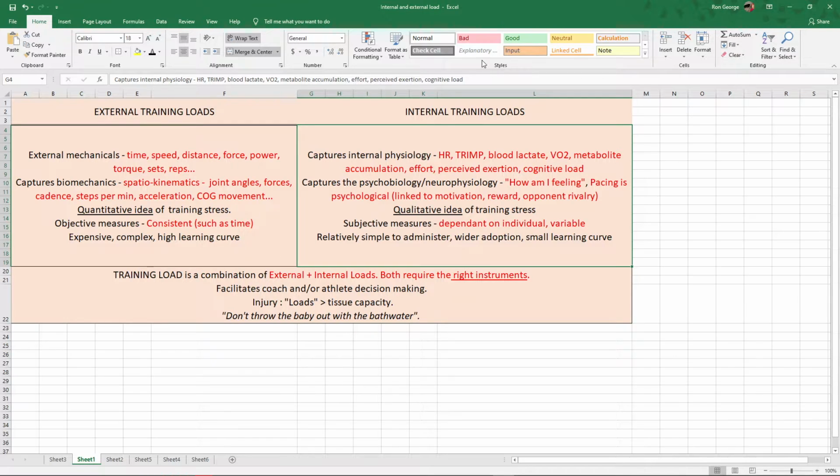So really the crux of this discussion is training load is not just external training load or internal training load. It is a combination of both. And given that truth, don't throw the baby out with the bathwater, meaning don't just concentrate on one side of this training load. Try to combine both, and you have a really powerful system to describe the training or make the training. So that's what this means. Don't throw the baby out with the bathwater.